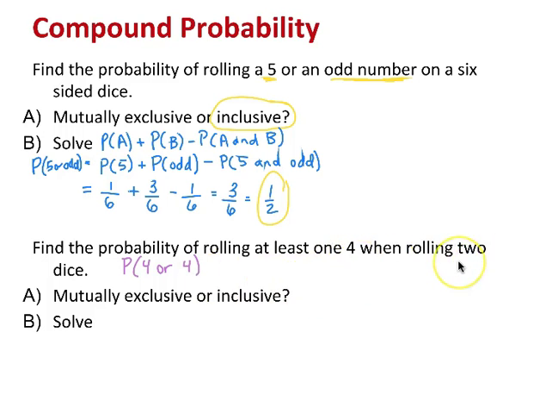Yes, because if we're rolling two dice, there's a chance that we can roll a 4 on both of those dice at the same time because we've got two different dice. So this is another example of inclusive. They can occur at the same time. So this is an example of mutually inclusive.